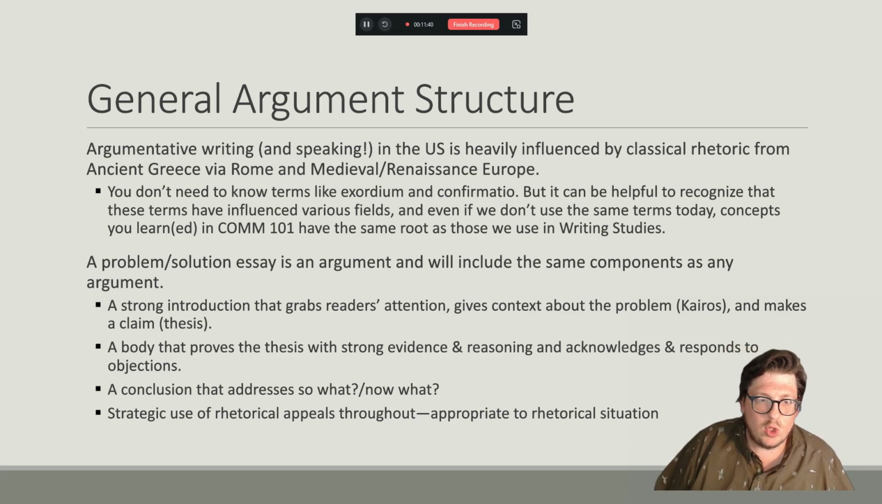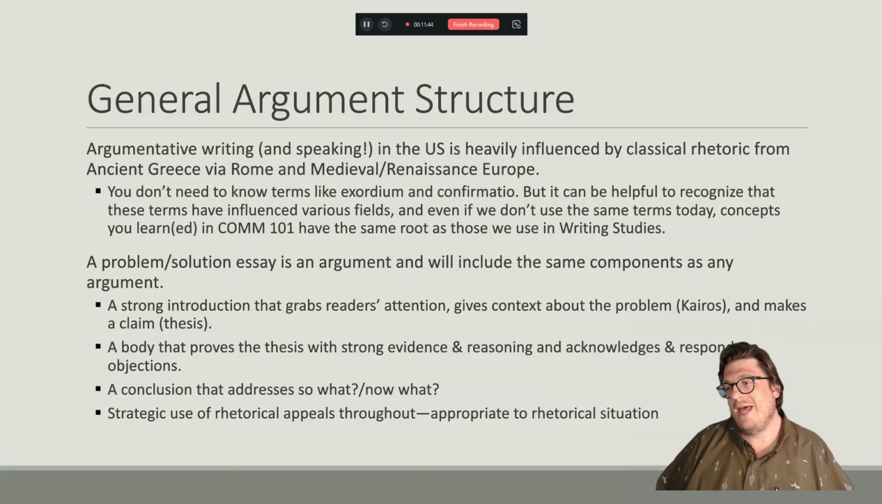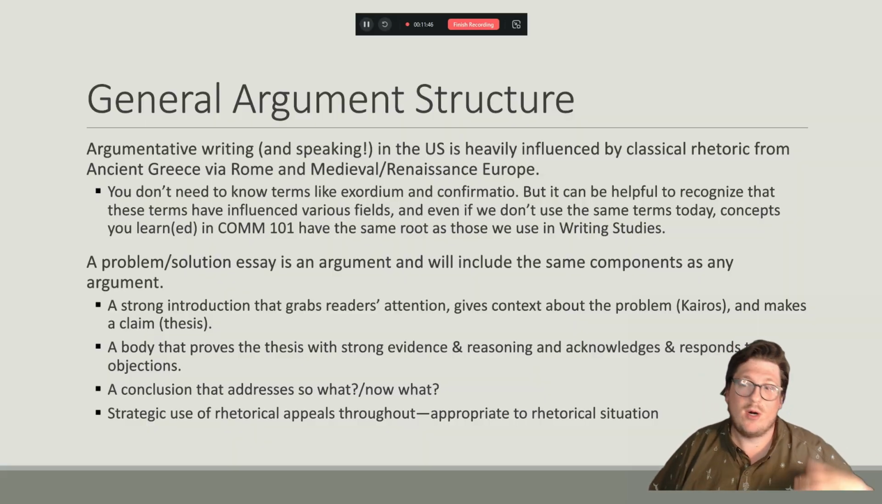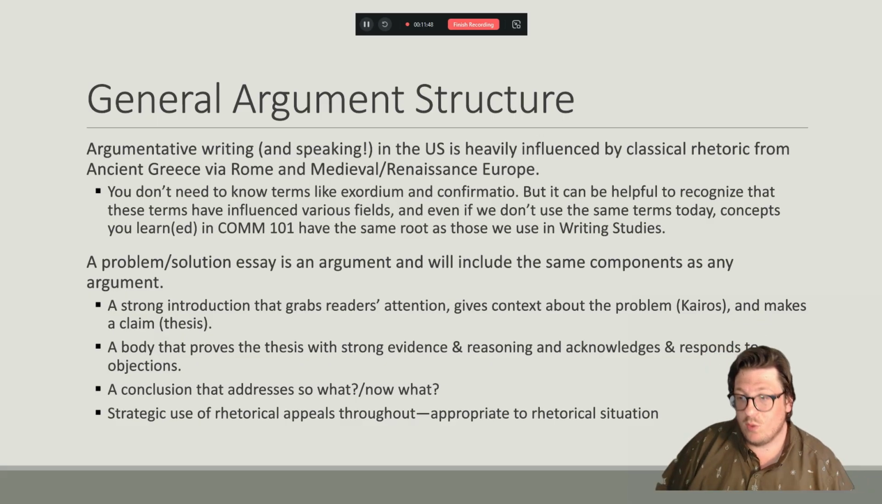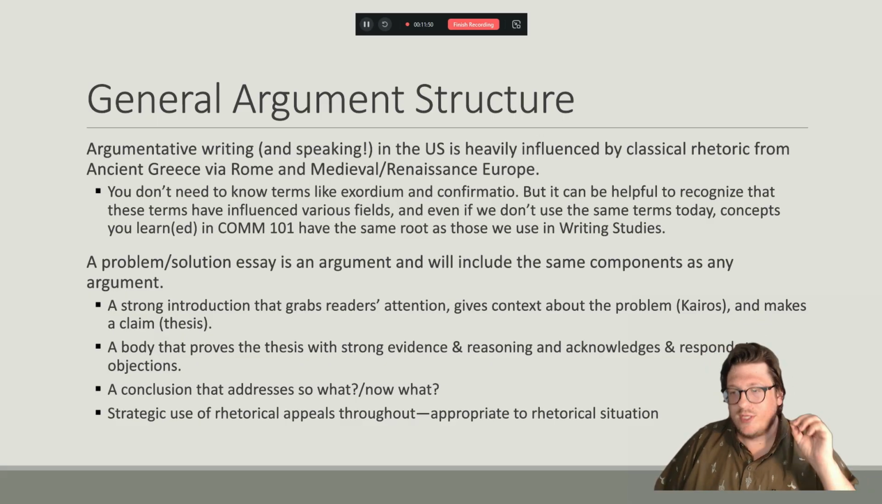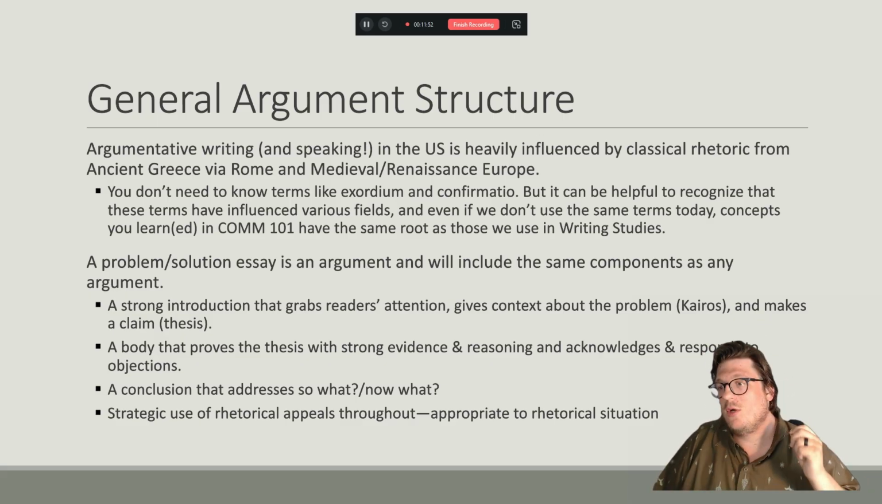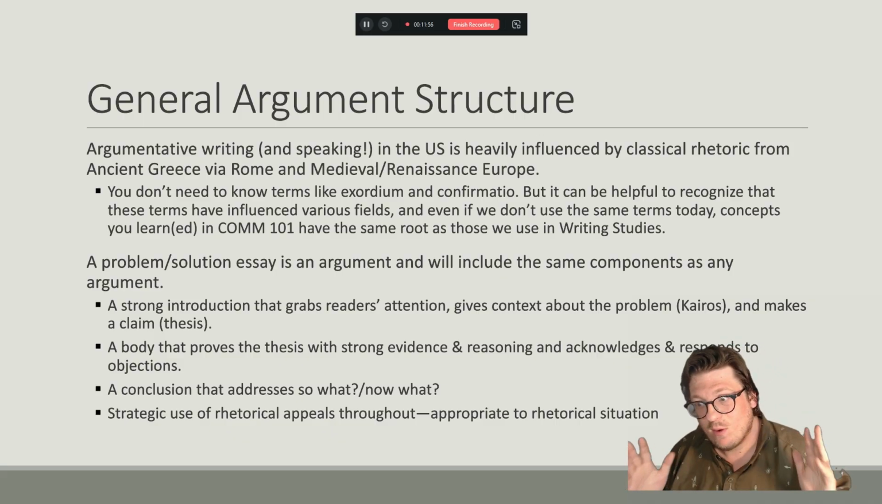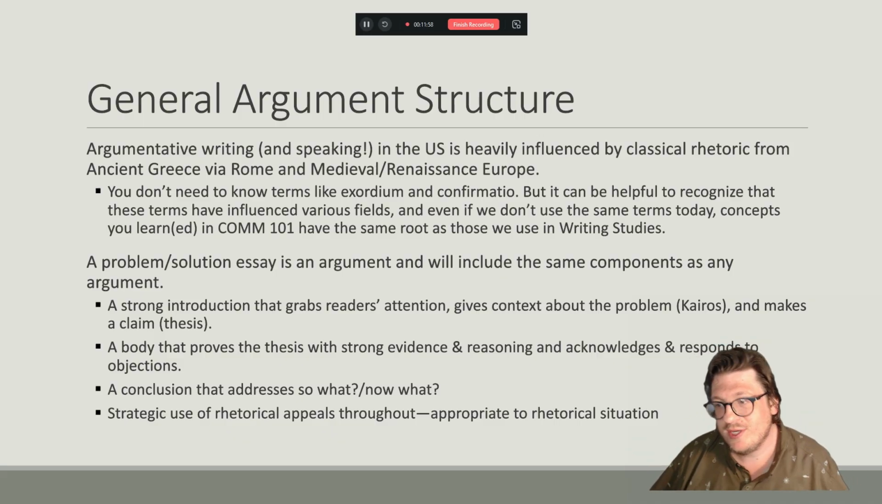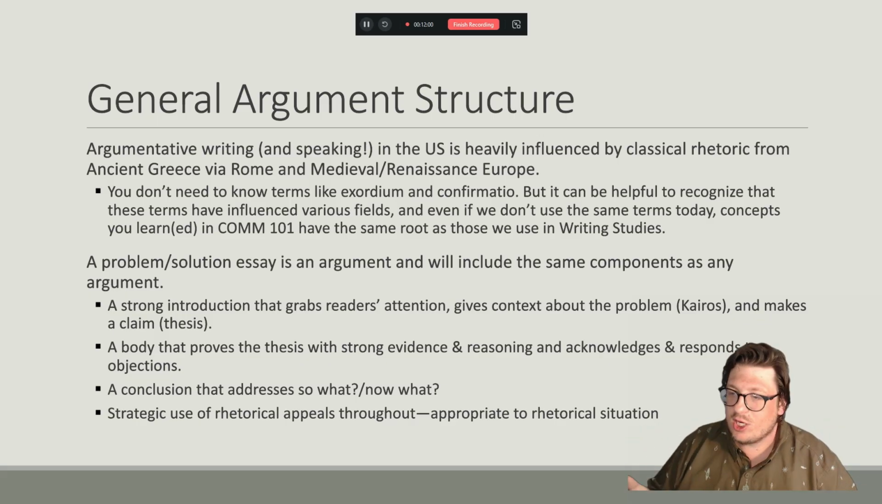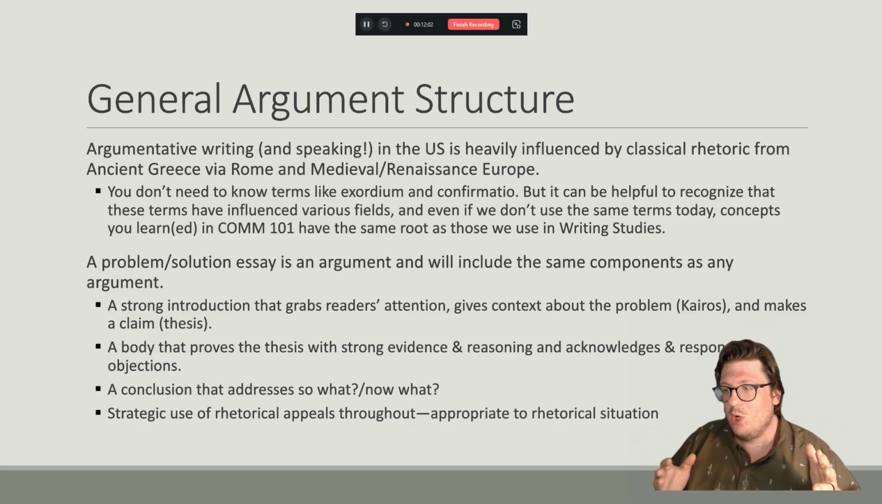You're going to want to use rhetorical appeals strategically throughout. And you're going to want to choose appeals that are appropriate to the rhetorical situation. So we talked about this in 101, so you've probably heard that term before, but if you're like, what the heck is the rhetorical situation? That's simply, what is the argument that we're having? Who are we having it with?